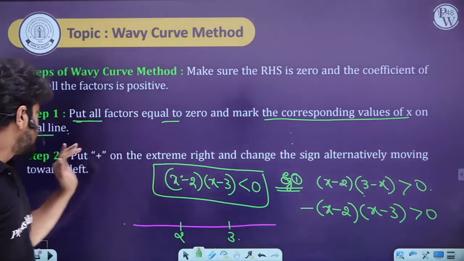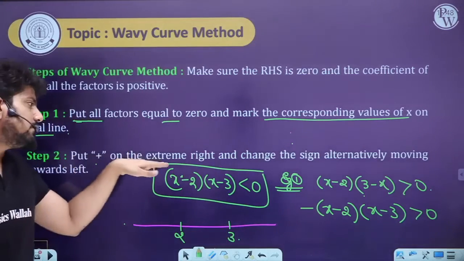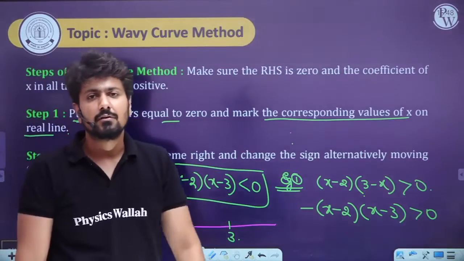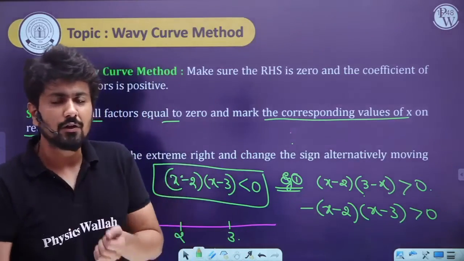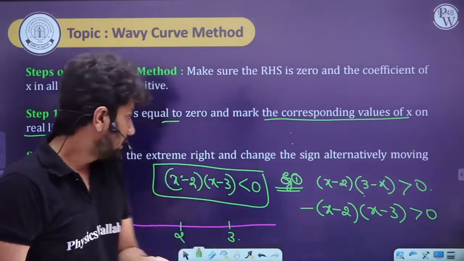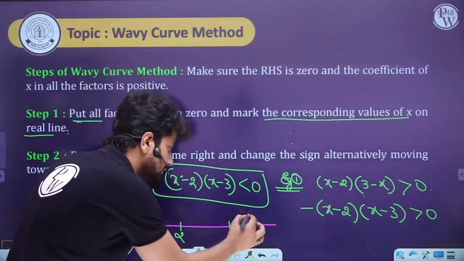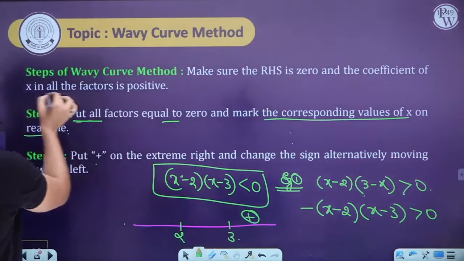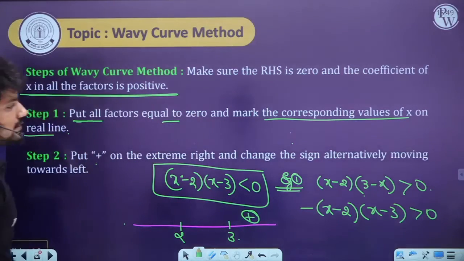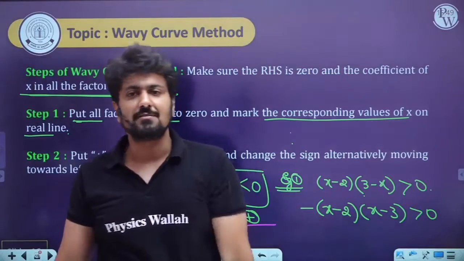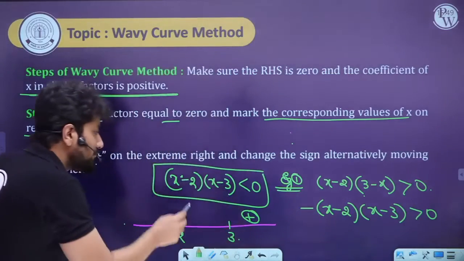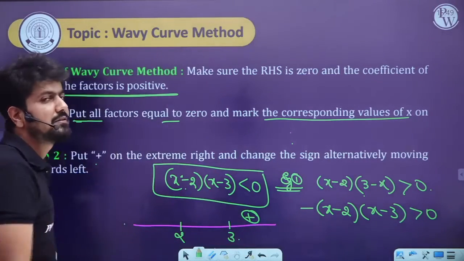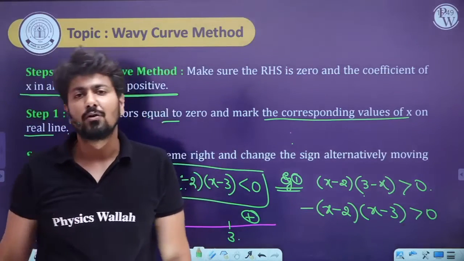Now the second step says to put positive on the extreme right, to the right of 3. Why put positive? Why are we not putting negative? How are you so sure that to the right of 3 there will be a positive sign? Because of the first step, that we are making the coefficient of x positive. If the coefficient of x is positive in each factor, then on the extreme right there will be a positive sign. That we can be sure about.